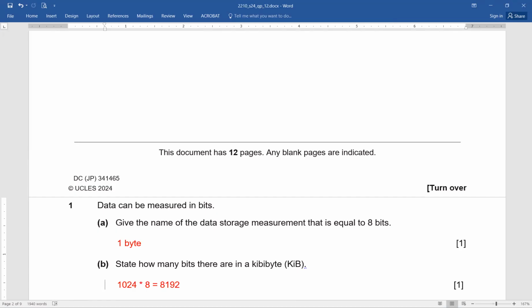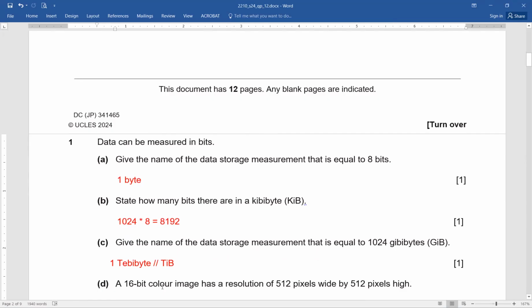State how many bits are there in a Kibibyte. Now, how many bits? Be cautious. Here they're asking about the bits. How many bits are there in 1 Kibibyte? So for this, what you need to see is 1024 multiplied by 8. Or if you really want, you can write down the final value also, that's perfectly okay. But even if a student has written 1024 into 8, this is also perfectly okay. And be cautious, it's how many bits. If you didn't pay attention to this word bits, you may miss out on the most important thing.